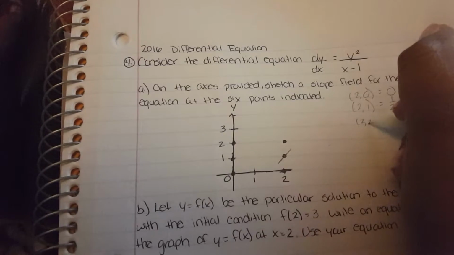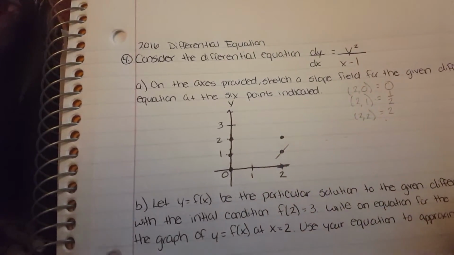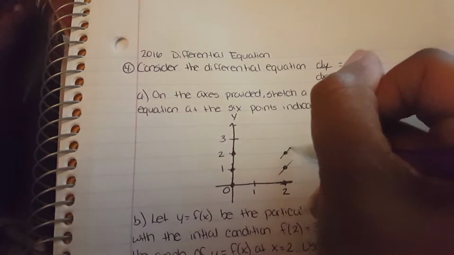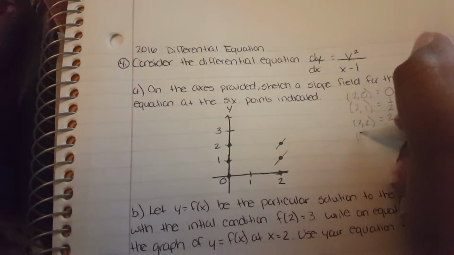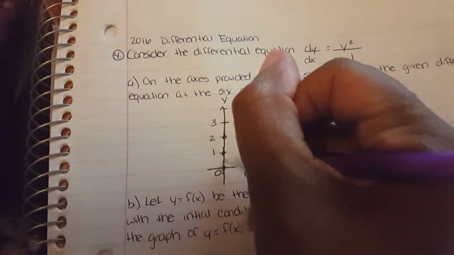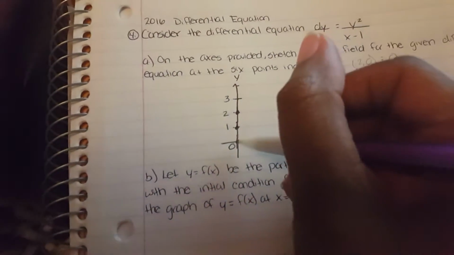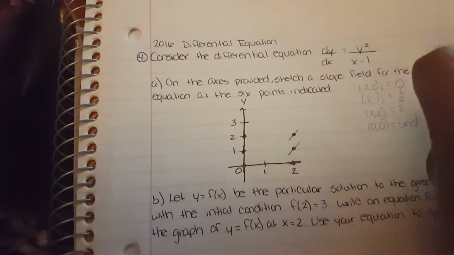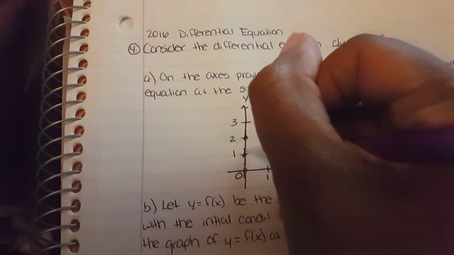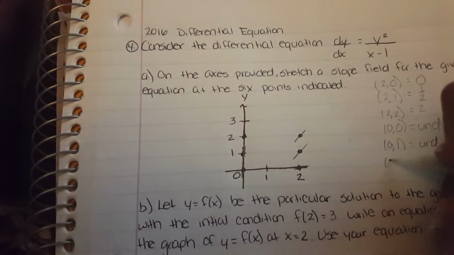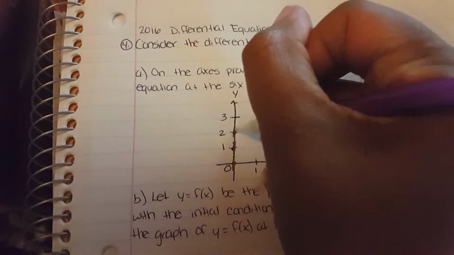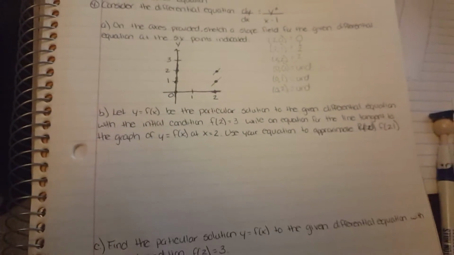And then we'll go down to (2, 2), which is equal to 2. We'll see that it's increasing as well. And for (0, 0), we'll see that it's undefined, so therefore it will be a vertical line. I hope you can see that. A vertical line. Now, (0, 1) will also be undefined, so we'll do a little vertical line right there. For (0, 2), it will also be undefined. We will do our vertical line right there.